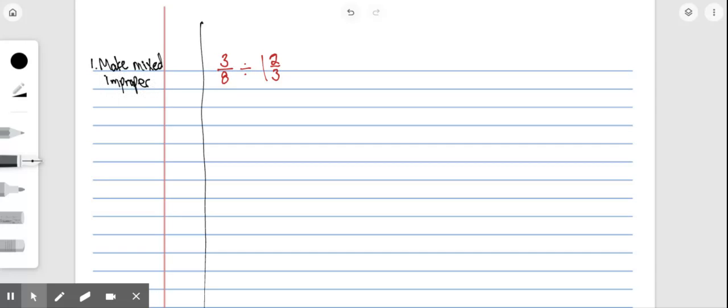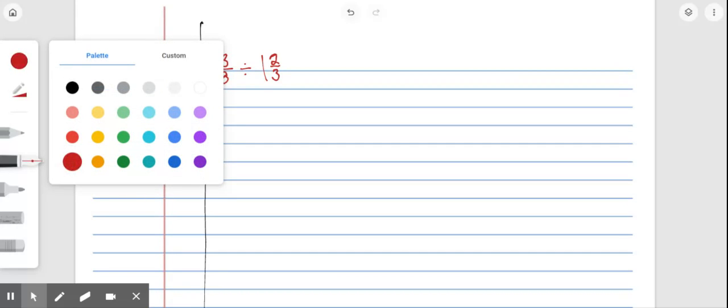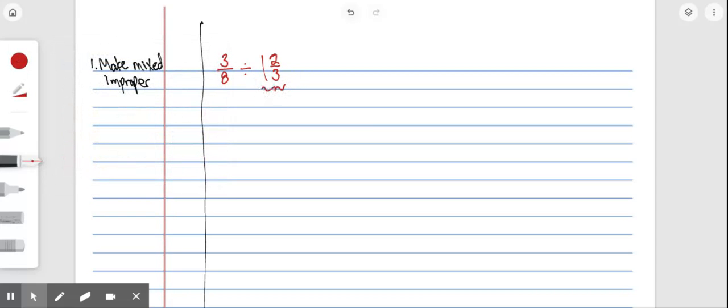Okay, so if I look at my expression, I have one mixed number over here. 1 2/3 is a mixed number because it's got a whole number component and a fraction component. So I start by multiplying the whole number times the denominator. So 1 times 3, which is 3. Then I add the numerator, 3 plus 2, which is 5. So this is my new numerator. I've got a 5 on top, and the denominator stays the same.